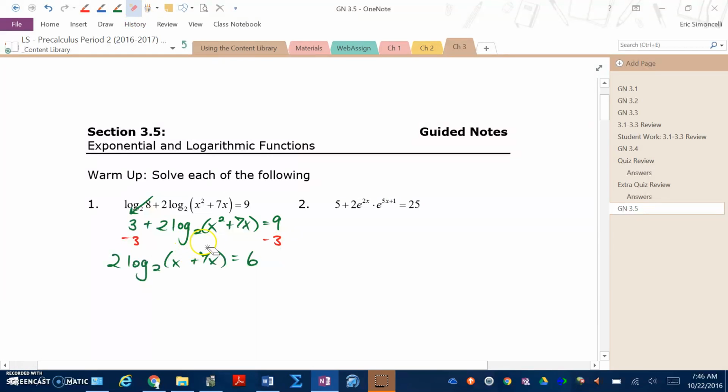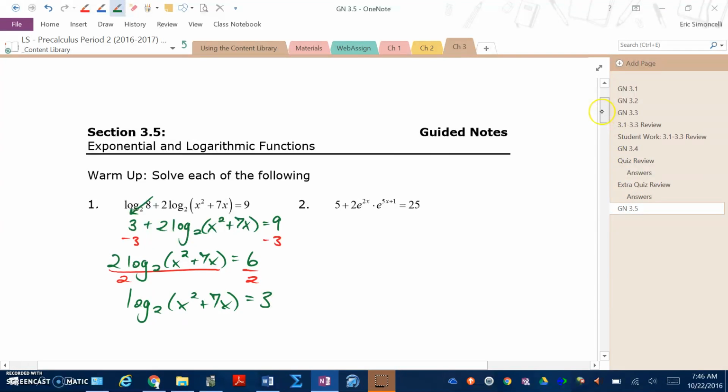As it turns out, I do still have some options. I can either use the 2 as a power, moving it behind, essentially turning it into x squared plus 7x quantity squared, or you can divide both sides by 2. Dividing both sides by 2 is going to be a little bit more efficient here, so I'll end up with log base 2 of x squared plus 7x equals 3.